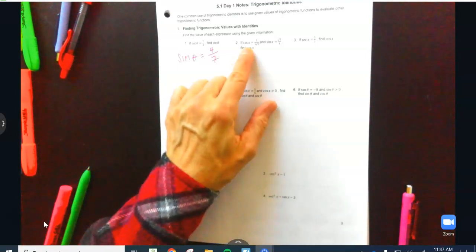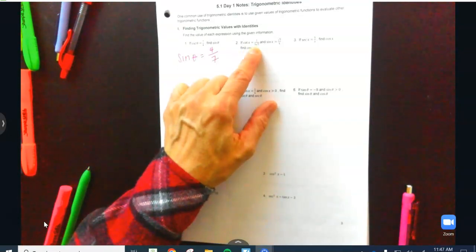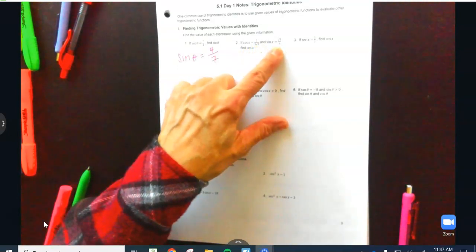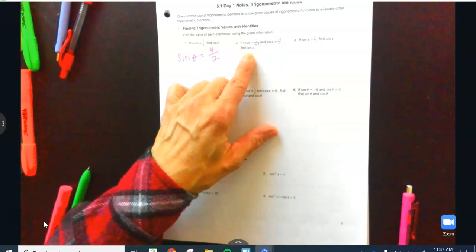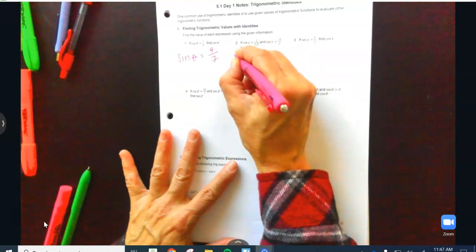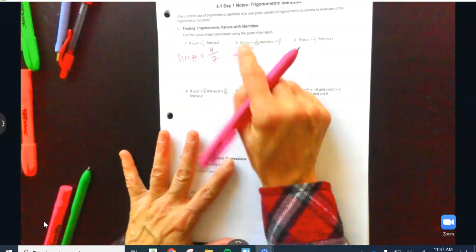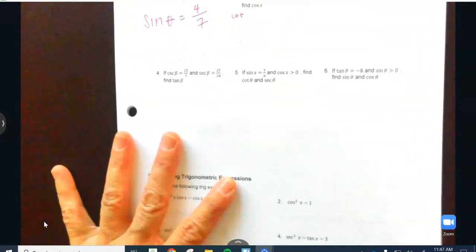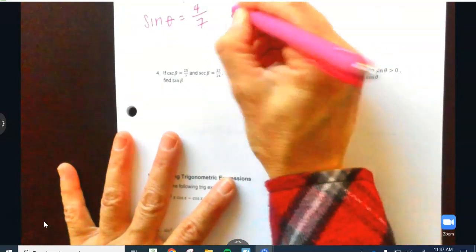Now let's look at the next one. If cotangent of x is 2/5√5 and sine is √5/3, find cosine of x. So remember for this one, and I'm going to leave out the variable while I explain the identity. Let me zoom in just a little bit.